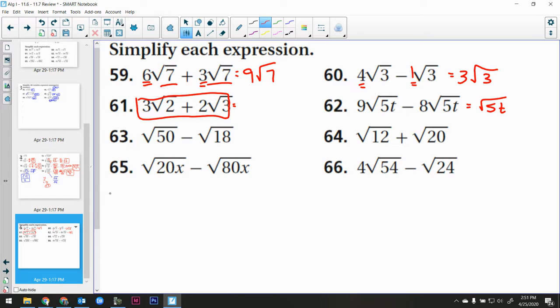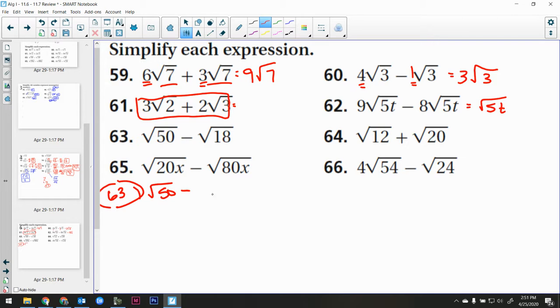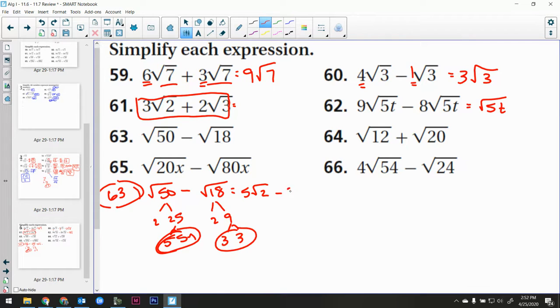Here, now 63. I'm going to put 63 down here. Because radical 50 minus radical 18, I have to try to reduce that. That's 2 and 25, or 5 and 5. So buddy up the 5's coming out. So that would be a 5 radical 2 minus 2 and 9, 3 and 3, 3 radical 2. 5 radical 2 minus 3 radical 2 is 2 radical 2.